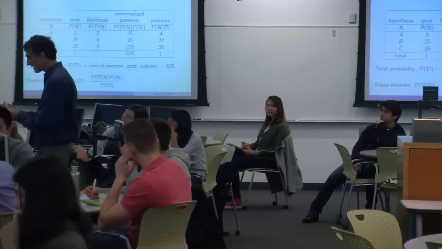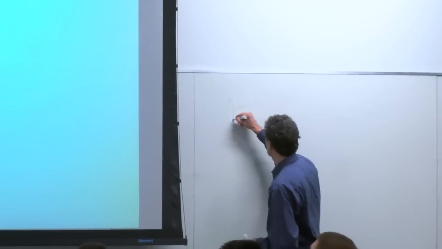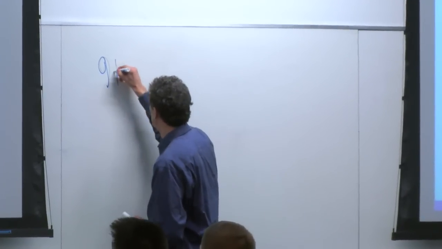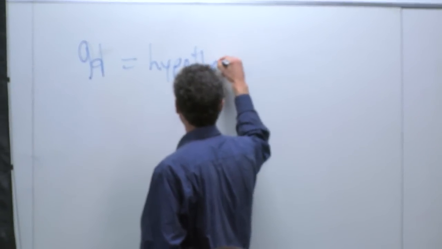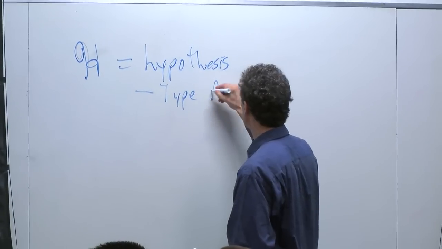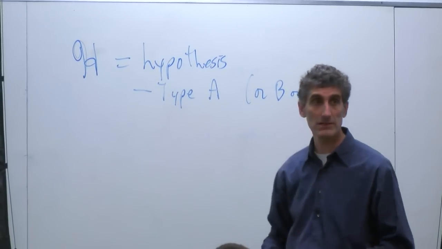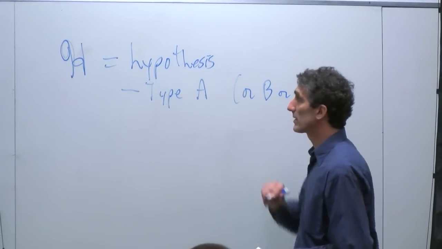So here is the notation. We have this nice scripty H. H is our hypothesis. That is, you're of type A or B or C. We're going to make a conjecture on what we think the coin was.